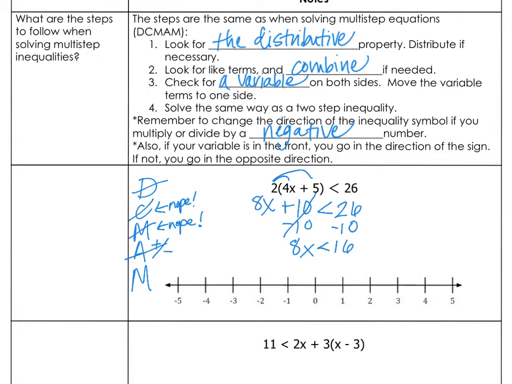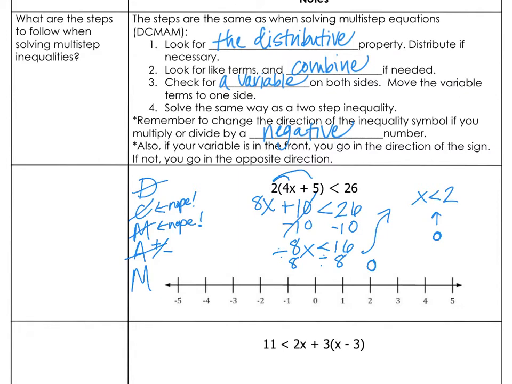And then lastly, we want x. We don't want 8x. And right now, this 8 is multiplying with the x. So I'm going to divide by 8 on both sides, and when I do that, I get x is less than positive 2. Okay, so that's my inequality. This is going to have an open circle because it doesn't have the line under it. So I'm going to go ahead and put an open circle at positive 2.